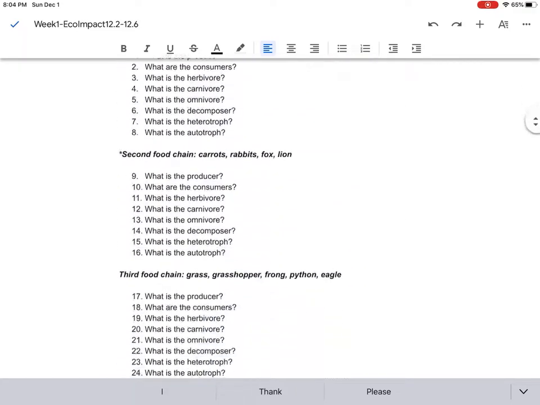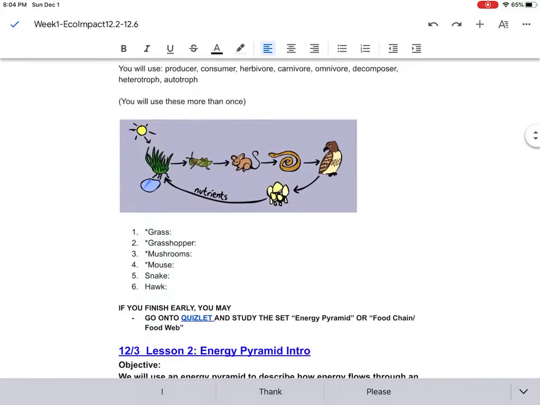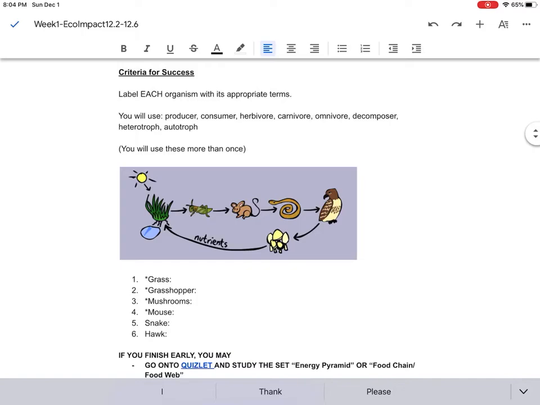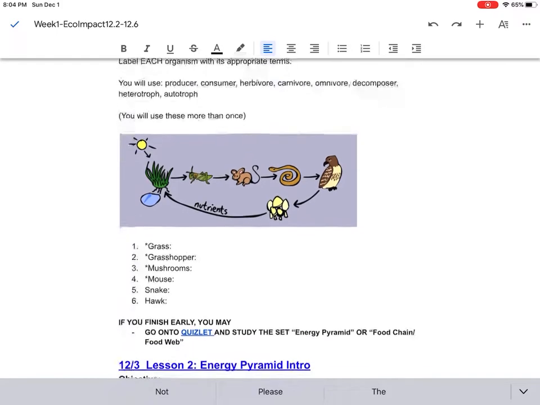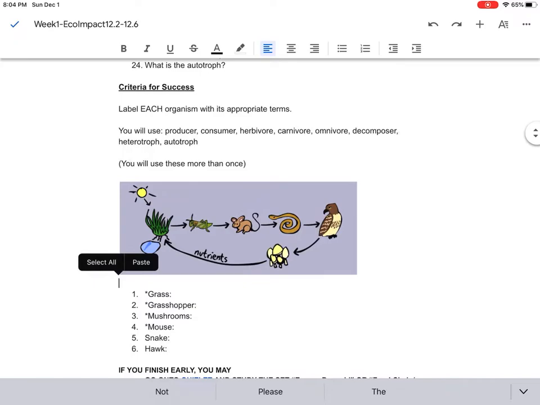When it's referring to first, second, third food chain, it's referring to the image above that I'm displaying on the screen right now. And then the last thing that you're doing today is here where it says criteria for success, you're going to label each organism with its appropriate term. All of the organisms are listed here. So grass, grasshopper, and so on. And that's what you see in the picture. And you can use these terms more than once. By terms, I mean producer, consumer, herbivore, carnivore, etc.